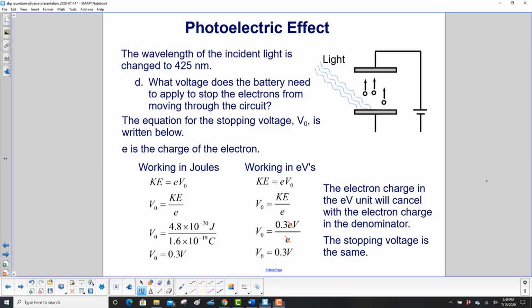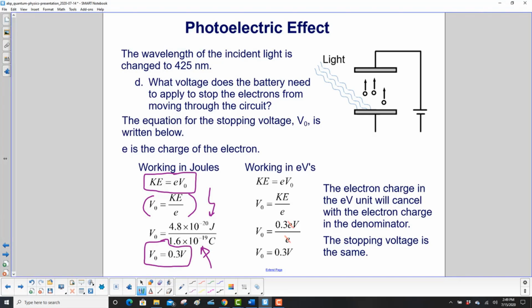Find the equation for the stopping voltage. Well, the equation for the stopping voltage is right here. Kinetic energy is equal to the charge on the electron times the stopping voltage V0. So V0 is kinetic energy over the charge on an electron. Working in joules, here's our energy, 4.8 times 10 to the minus 20 joules. Charge on an electron is 1.6 times 10 to the minus 19th coulombs. We get a stopping voltage of 0.3 volts.